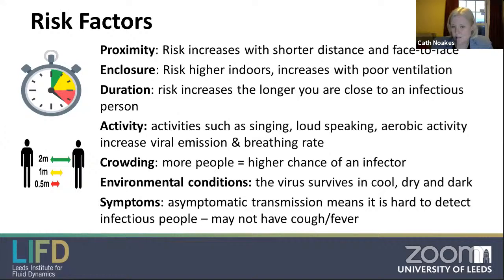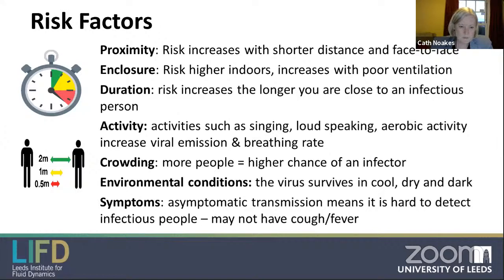A lot of that is that the more people in the environment, the more chance there'll be an infector in that environment. And of course, there are more people it can be transmitted to. We've got some data from laboratories which suggest the virus likes cool, dark and dry places. So many indoor spaces and certain settings may be higher risk than others.